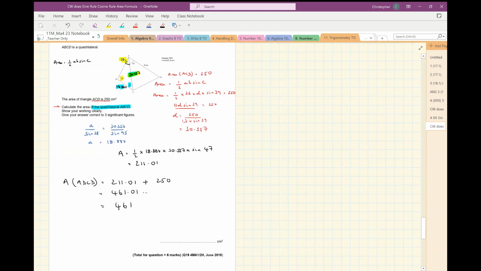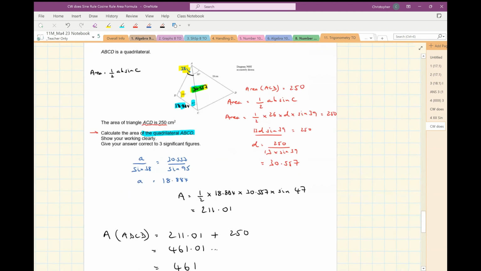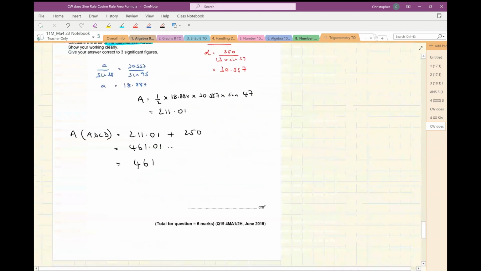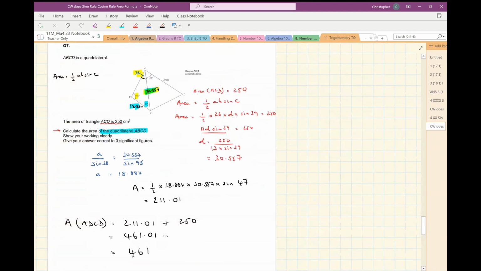Now that is a feisty question there. Look at that, it's worth 6 marks. Well, of course it's feisty if it's worth 6 marks. Okay, and there were 3 or 4 definite stages there.